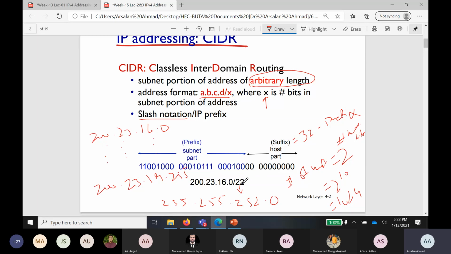22 bits are for the prefix, so the suffix will be 10. 2 raised to the power 10 means you can have 2 raised to the power 10 hosts, which means 1024 addresses. Now, if you add up 1024 addresses to this address, counting 16.0 as well, this will be the address that comes at the very end.